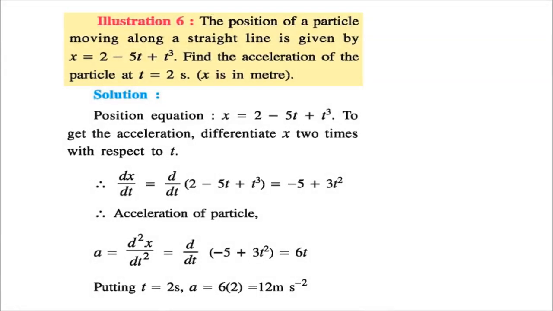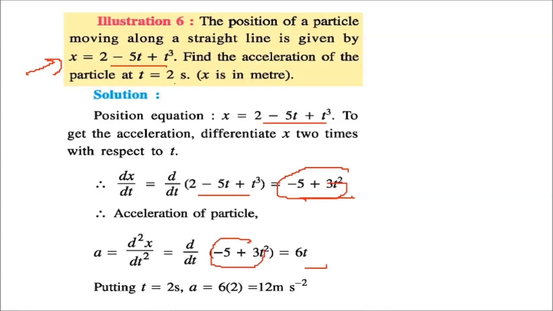The position of a particle moving along a straight line is given by this equation. Now find the acceleration of the particle at t equal to 2. So what you have to do is find dx by dt, then again d2x by dt square. That means you have to differentiate it twice. Let us take this one and differentiate it one time. I hope you are aware of this differentiation. Again we take this and differentiate it again. You get 6t. We have to find it at t equal to 2. Put t equal to 2, you get 6 into 2, that is 12 meter per second square.